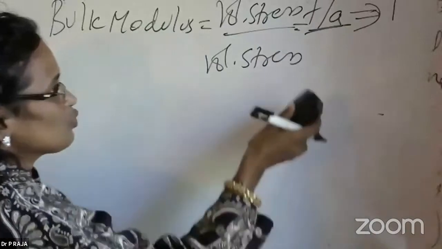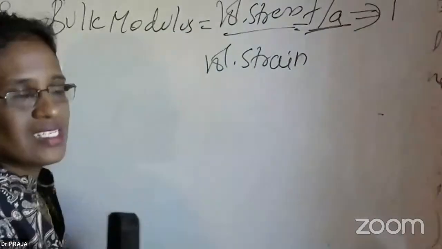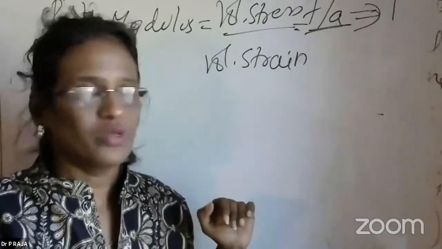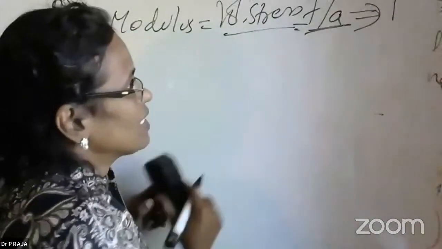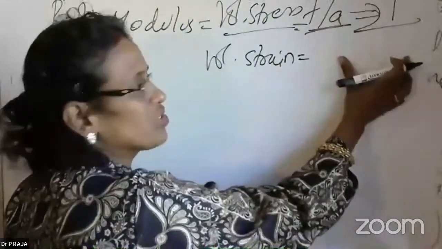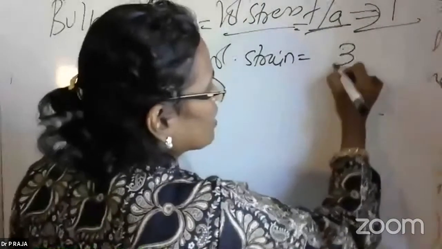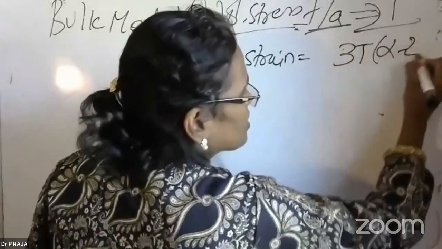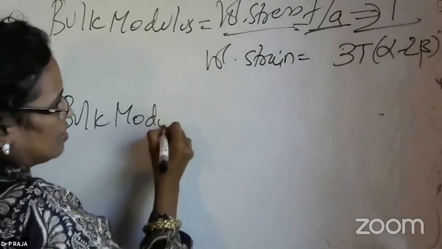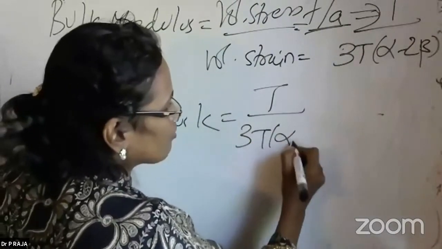Now, what is the volume strain? The volume strain is calculated with respect to the difference between the final volume and the initial volume, so this is directly taken as equation 3. What was our equation 3? The one we calculated as 3t into alpha minus 2 beta. I'll write it here: the bulk modulus K is equal to T divided by 3t into alpha minus 2 beta.